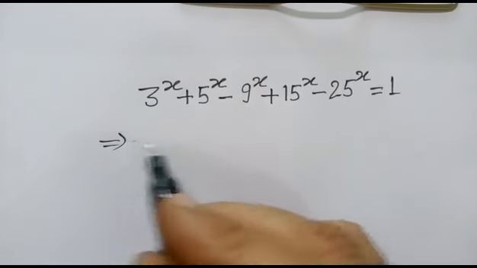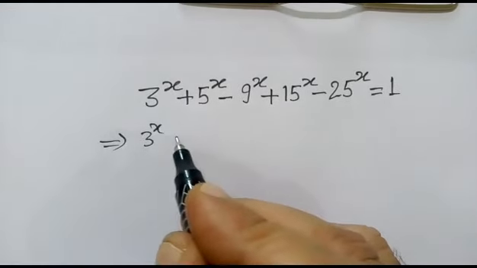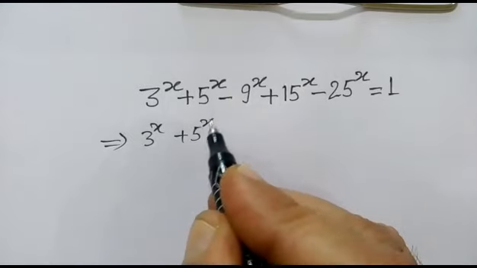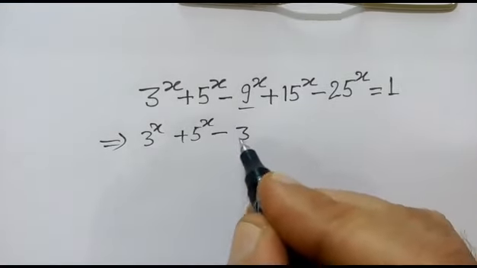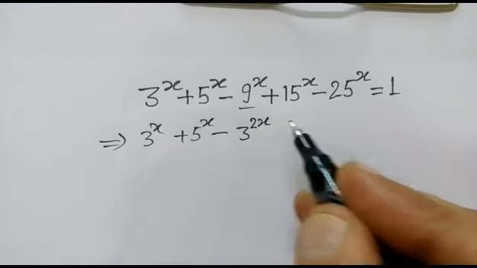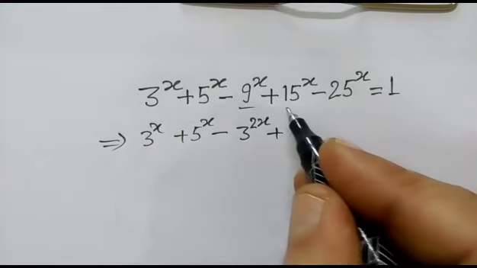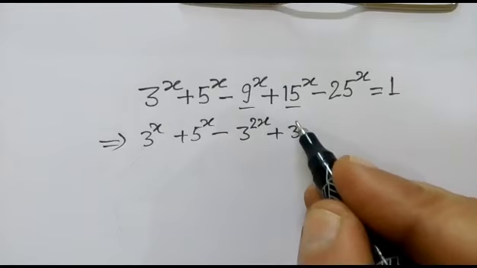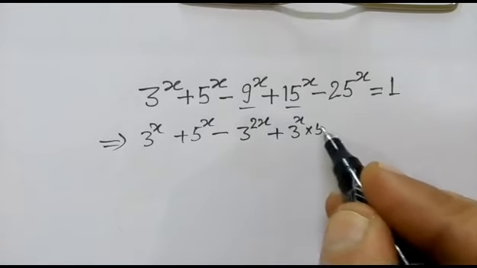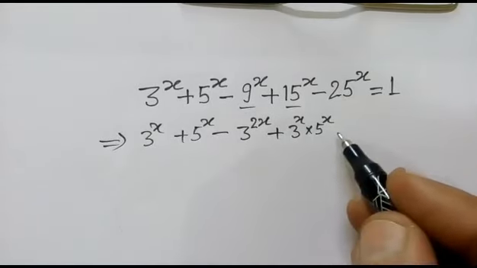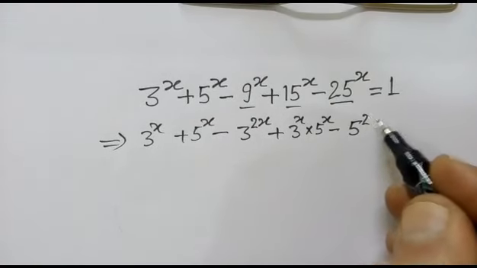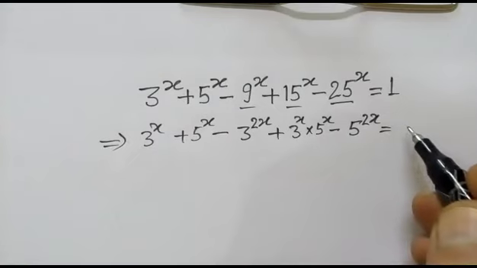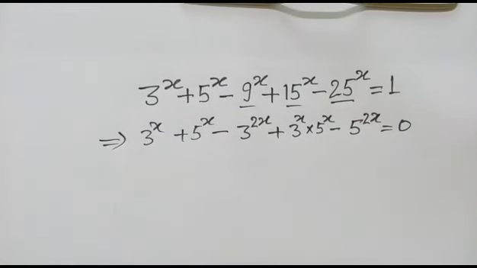Let's start. 3 to the power x plus 5 to the power x minus, this can be written as 3 to the power 2x, right? Plus this as 3 to the power x into 5 to the power x minus this 5 to the power 2x is equal to 0, right?